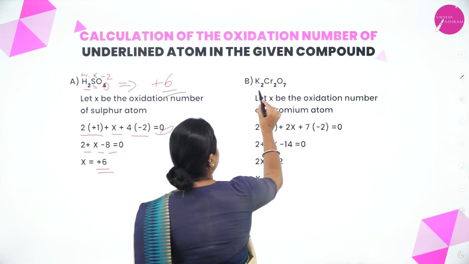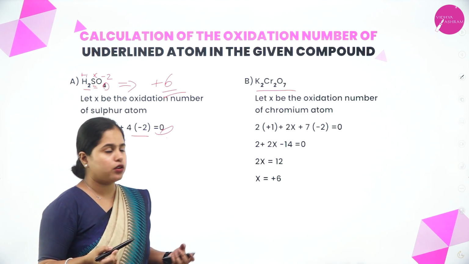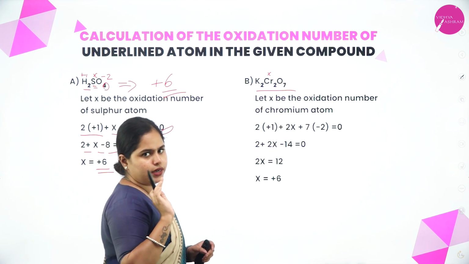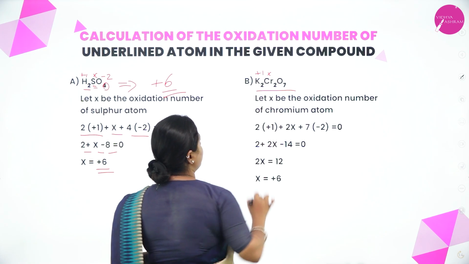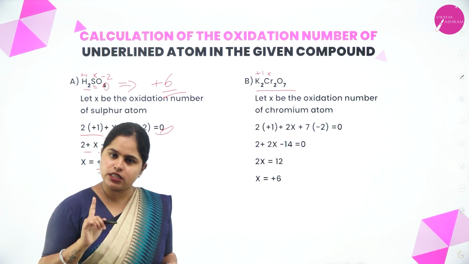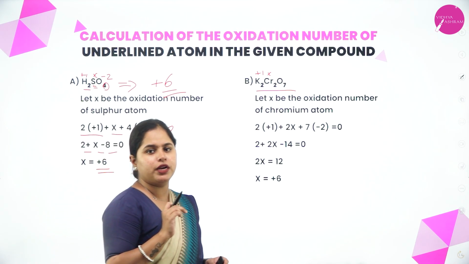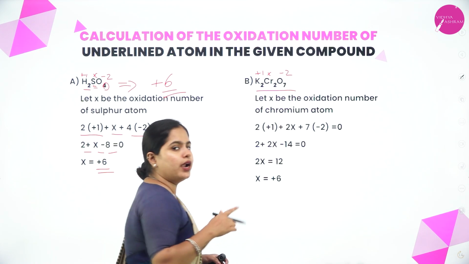Moving on to the next one. This is potassium dichromate, K2Cr2O7. Again, what do I have to calculate? The oxidation number of chromium. So I put chromium as X. I don't know it, that is what we have to calculate. And for potassium, it is +1 for one atom of potassium. Why? Because it is an alkali metal, or a first group metal. And oxygen, again, it is -2 for one atom of oxygen.